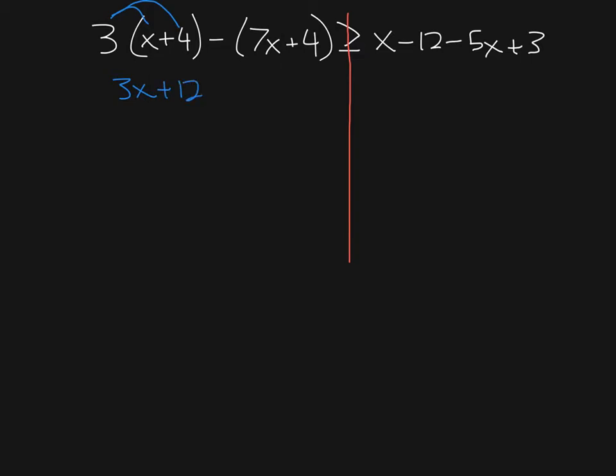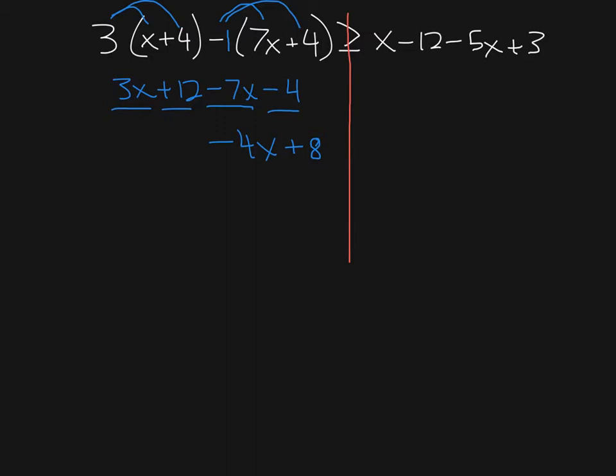And then here, I'm going to need to distribute this. Now, I can treat this as a negative 1. Negative 1 times 7x is negative 7x. Negative 1 times 4 is negative 4. Now, I'm going to keep simplifying what I have over here on the left. I can combine like terms now. 3x and negative 7x are going to give me negative 4x. And 12 plus negative 4 is going to give me positive 8. Negative 4x plus 8. So my left side is fully simplified.